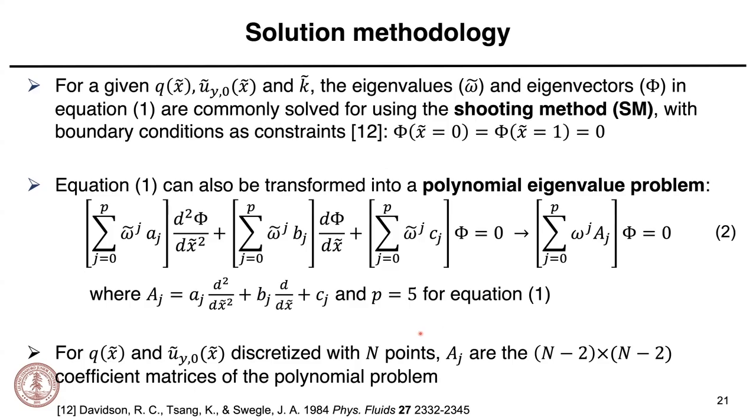So this is the equation we want to solve, and the main part of this section is to propose a different solution methodology. First I'll talk about how it's normally done. The normal way to solve this equation is, of course, first you need your input conditions. You need your distribution of Q, or effectively the electron density, and velocity, and a certain K. And you solve for the eigenvalues omega and eigenvectors phi using something called the shooting method. This method relies on the boundary conditions, which are that phi is 0 at the cathode and at the anode.